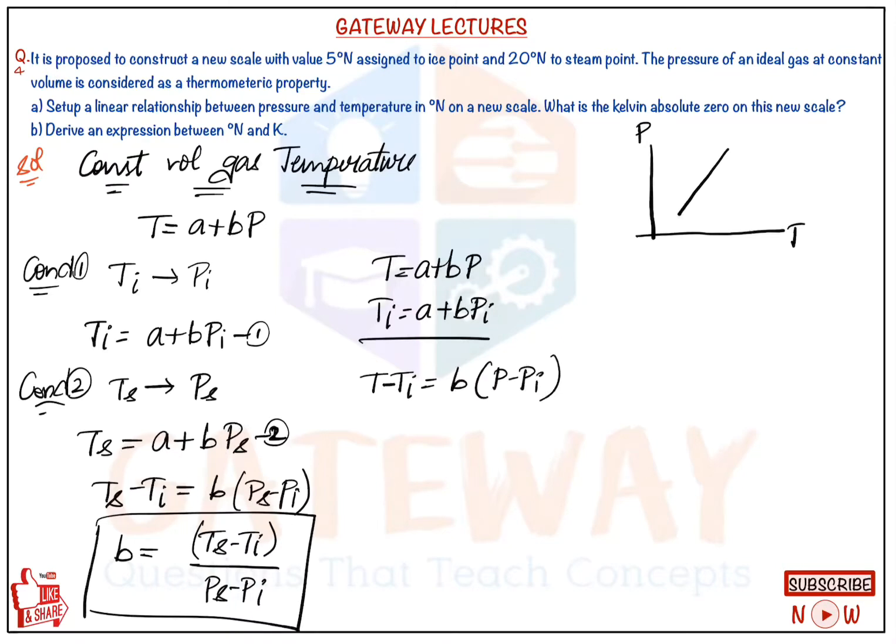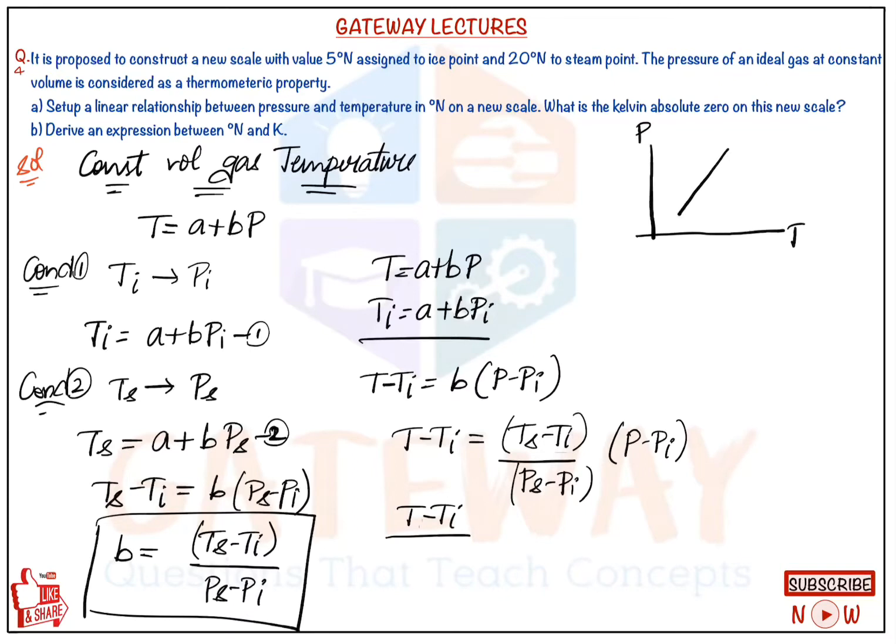And what is the value of B here? It is Ts minus Ti by Ps minus Pi. So T minus Ti is equal to Ts minus Ti upon Ps minus Pi into P minus Pi. From that we'll take the relation: T minus Ti upon Ts minus Ti is equal to P minus Pi upon Ps minus Pi.